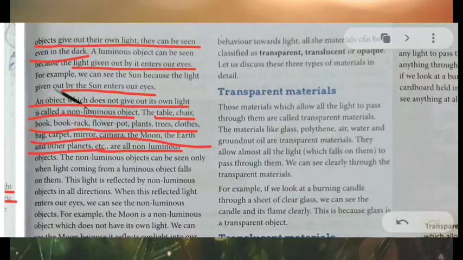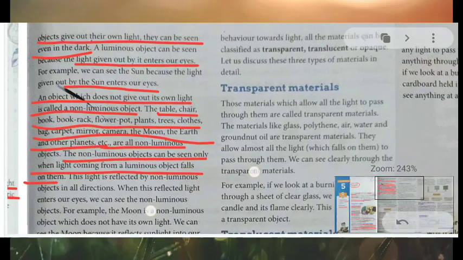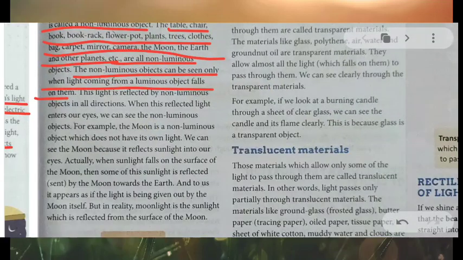Non-luminous objects can be seen only when light coming from a luminous object falls on them. See how we can see non-luminous objects. We can see a non-luminous object only when the light coming from the source of light, or from the luminous object, falls on the non-luminous object. Then only we can see it. The light is reflected by the non-luminous object in all directions.